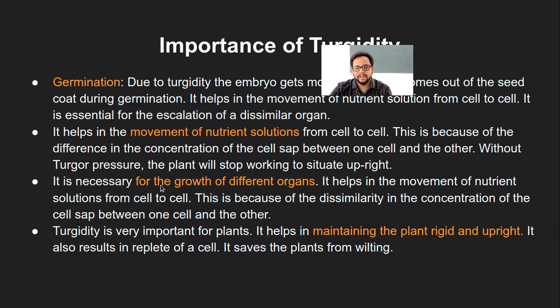This turgidity is also very important for the growth of different organs. Again the same point, just explained differently, because different organs refer to different parts of the plant, for example leaf, stem and so on. There they also need a lot of nutrition, and that is possible due to the turgor pressure built up within those cells. And of course it helps in maintaining the plants rigid and upright due to all the cells.